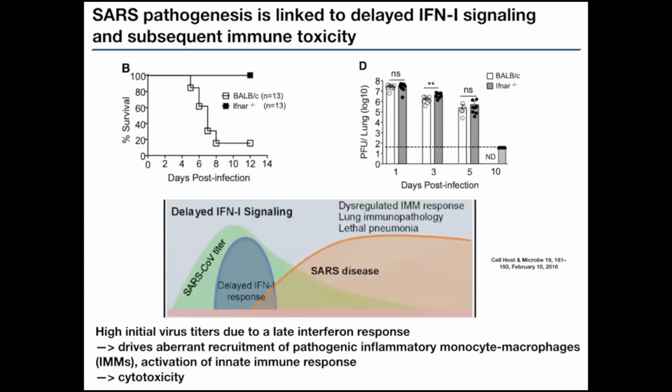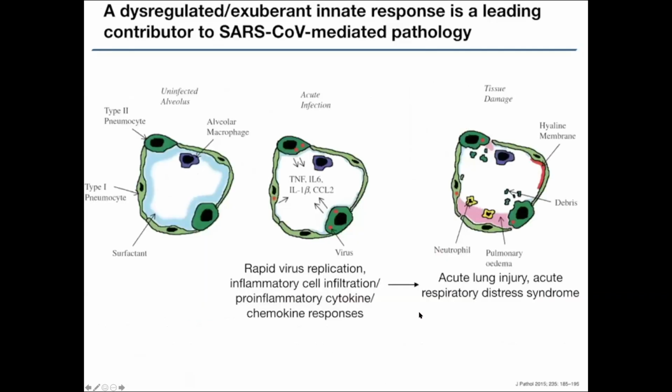And the authors explained that what may be happening for SARS is that you have a delayed interferon response because of downregulation of interferon by the viral genes that are embedded within the virus. And ultimately, you have a delayed response that leads to a dysregulated inflammatory monocyte macrophage response, and you create lung immunopathology and ultimately lethal pneumonia. And that is the general pathology, from 2015.